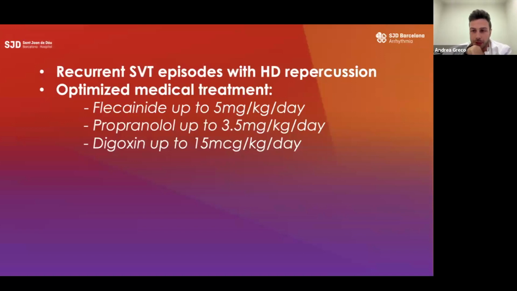So to resume, we have a patient with recurrent SVT episodes with a hemodynamic repercussion in spite of an optimized medical treatment with flecainide up to 5 milligrams per kilo, propranolol up to 3.5 milligrams per kilo, and digoxin up to 50 micrograms per kilo. So we decide to perform an EP study and ablation.